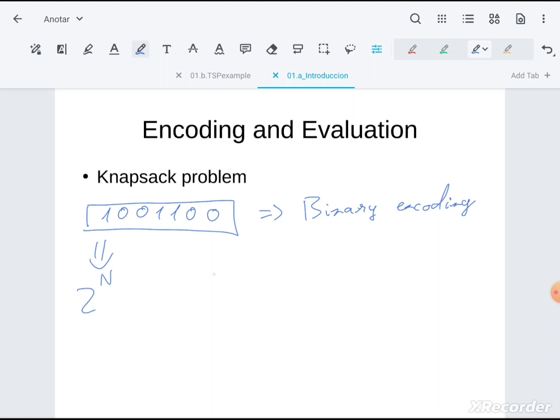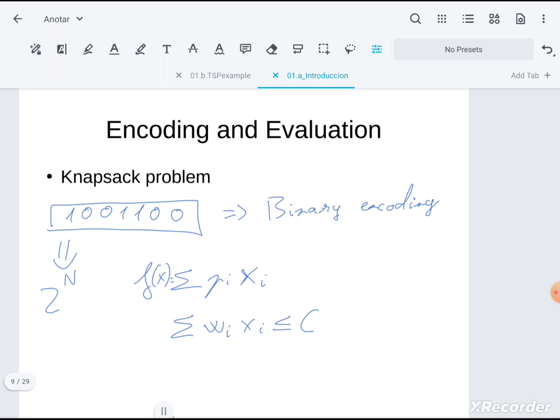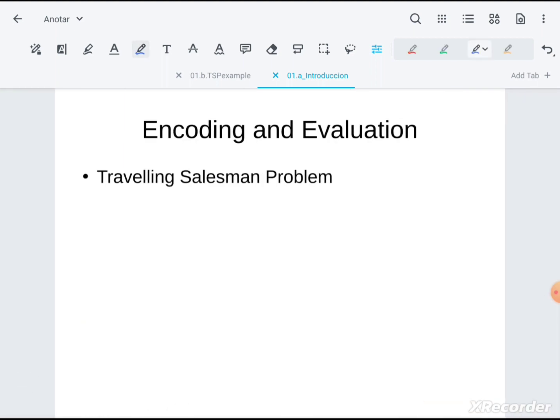In this case, I said that the evaluation function is the sum of profits. And the constraint is that the sum of the weights must be less than or equal to the capacity of the knapsack. In case we were dealing with the TSP problem, then our solutions will look like permutations.